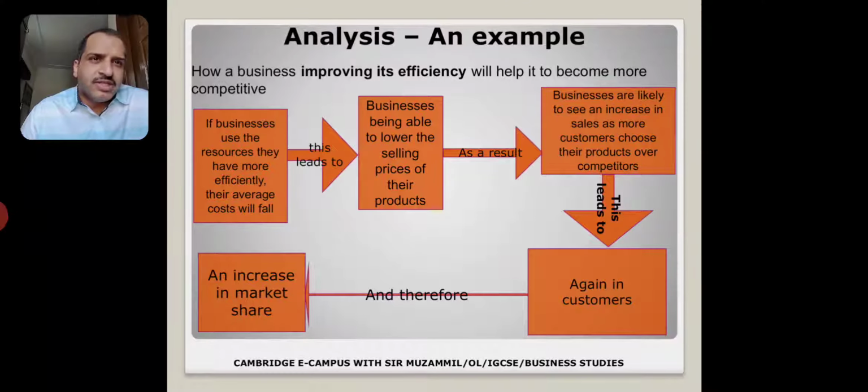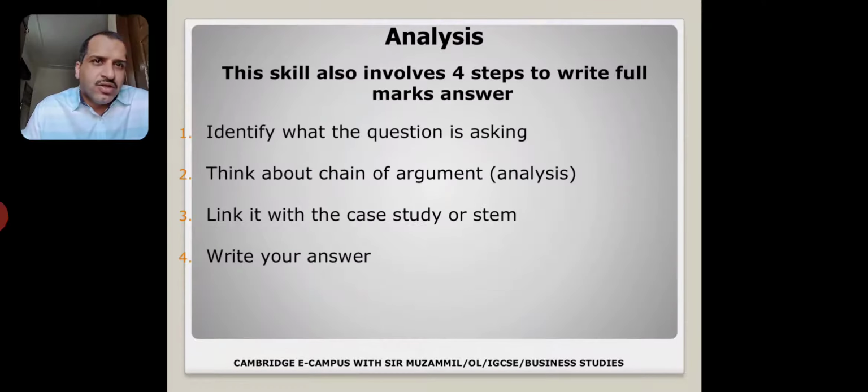How will a business improving its efficiency help it to become more competitive? So you see, the point is, if businesses use resources with more efficiency, their average cost will fall. This will lead to the business being able to lower the selling price of their product. As a result, businesses are likely to see an increase in sales as more customers choose their products over competitors. This leads to a gain in customers and therefore an increase in market share. So you have seen how different sentences, different points are linked together. Basically, this is analysis.